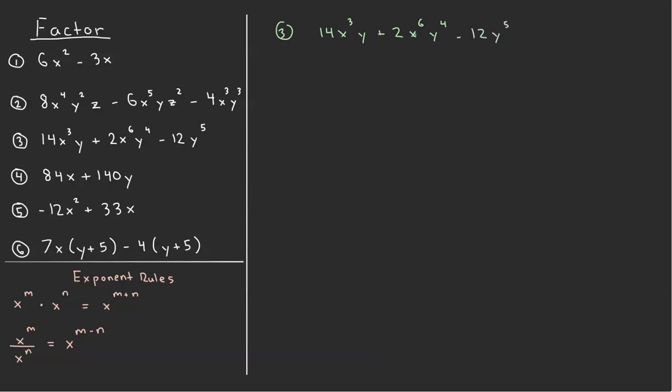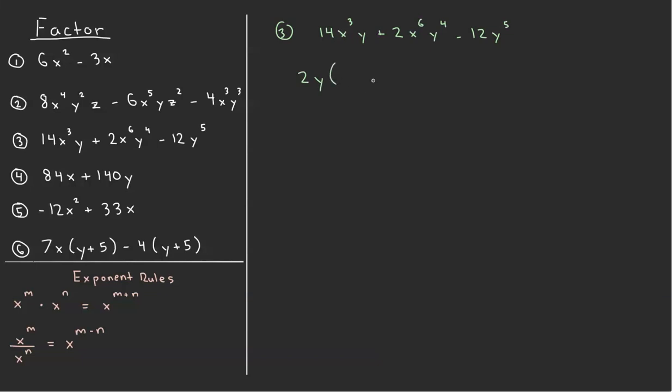So we want to look at 14, 2, and 12. We see that 2 goes into all those numbers. Then we look at the x values. Well, they all don't have an x. This expression over here is missing an x, so they don't share an x, so we can't take out any x's. But how about the y's? We have y to the first, y to the fourth, and y to the fifth. How much do they share? Well, they all have at least a single y, so we could take that out in our greatest common factor.